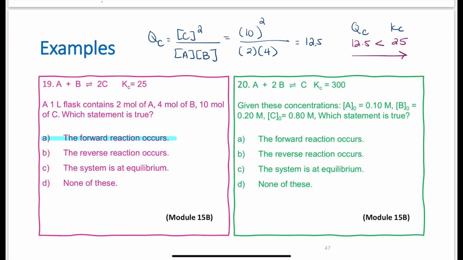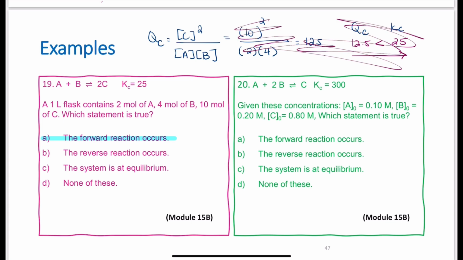Number 20. Given these concentrations, A naught means initial, by the way. When I have that little zero down here, that means initial concentration. The initial concentration of A was 0.1, the initial concentration of B was 0.2, and the initial concentration of C was 0.8. Which statement is true?